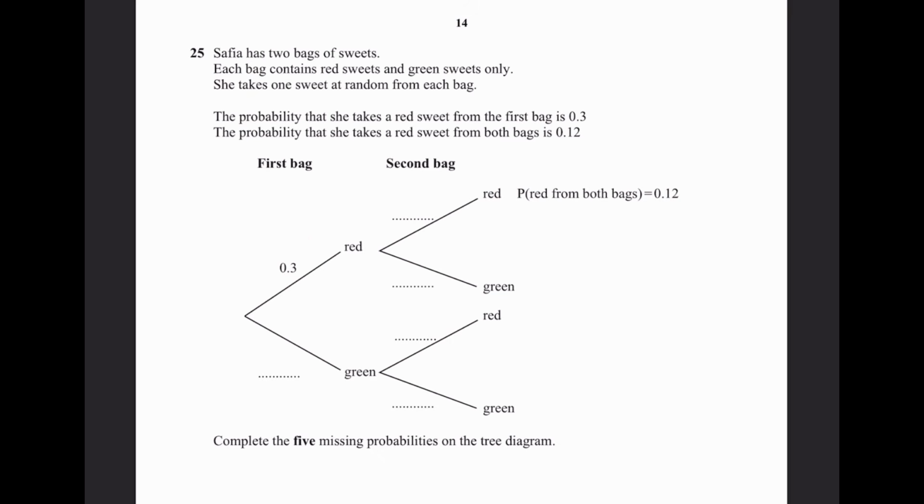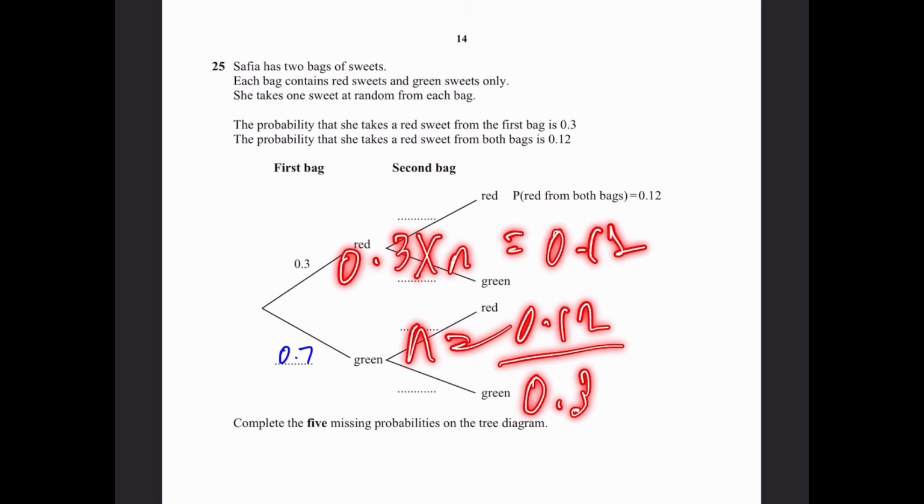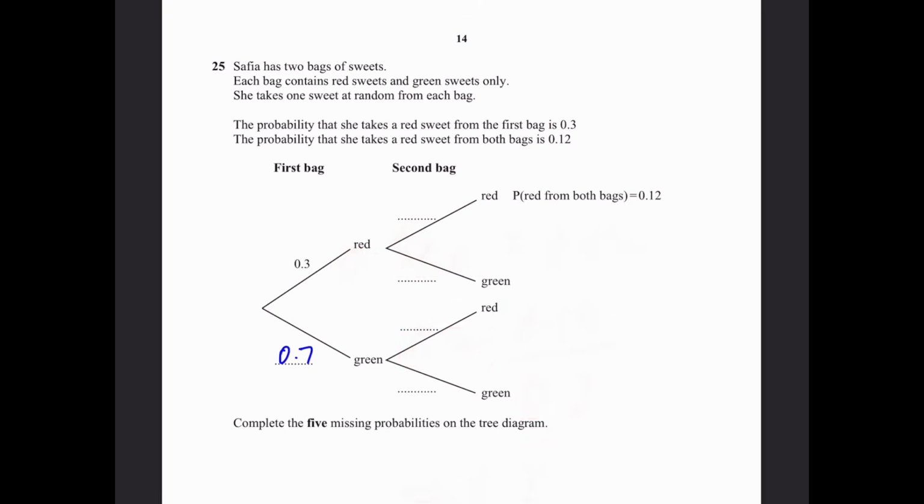So if the probability of getting red is 0.3, green will be 1 minus 0.3 or 0.7. And the probability of getting a red sweet from both bags is 0.12, which is 0.3 times the second bag here. So 0.3 times, let's say, n is equal to 0.12. n will be 0.12 divided by 0.3, which is 0.4. And that means over here also 0.4, and for green, it'll just be 1 minus 0.4, which is 0.6. That's our answer. Question 26.